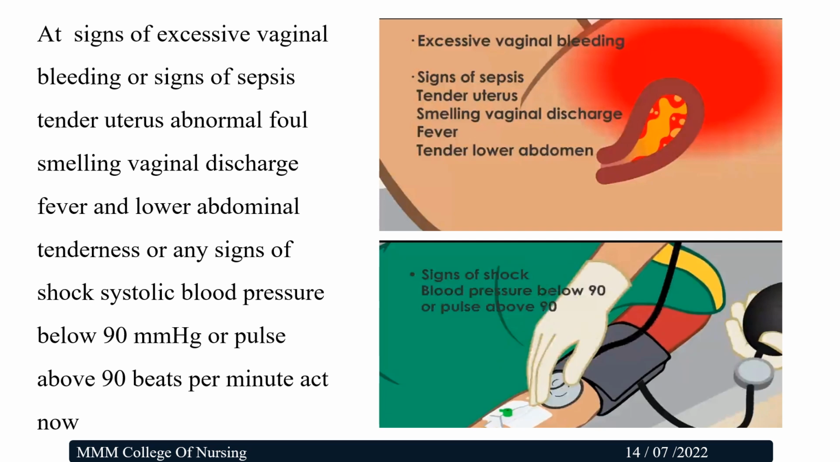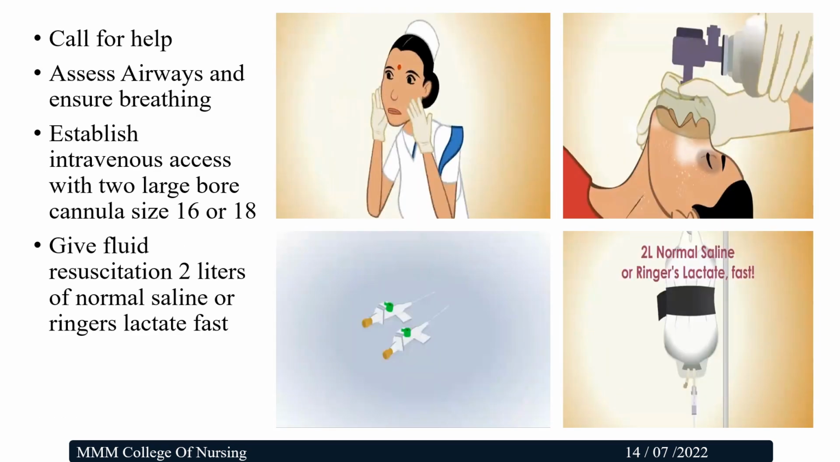If you see the following signs, you have to act immediately. As you see in the picture, look for excessive vaginal bleeding and signs of sepsis such as tender uterus, smelly vaginal discharge, fever, and tender lower abdomen. These are the signs of sepsis, and signs of shock like blood pressure below 90 mmHg or pulse above 90 beats per minute. So if you see signs of shock, signs of sepsis, or excessive vaginal bleeding, you have to act immediately.